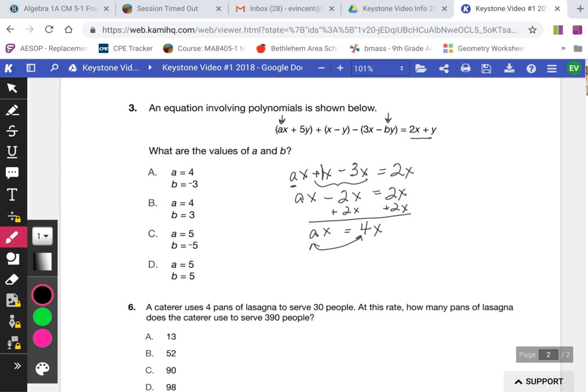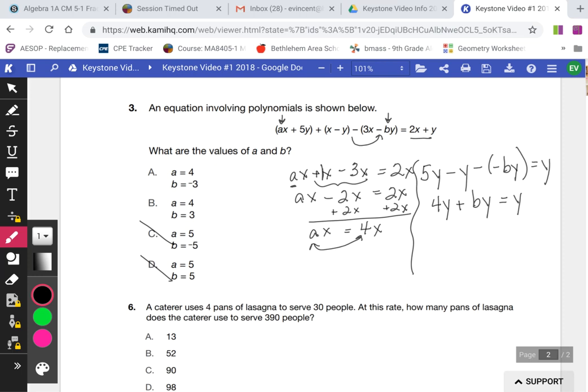That eliminates C and D. So let's see if B can be negative 3 or positive 3. Okay, so let's do the same thing for our Y's. So I have 5Y minus Y, and then minus negative BY equals Y. Remember, minus negative. Don't forget that extra negative. This gives us 4Y plus BY equals Y.